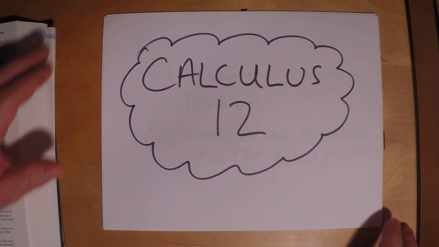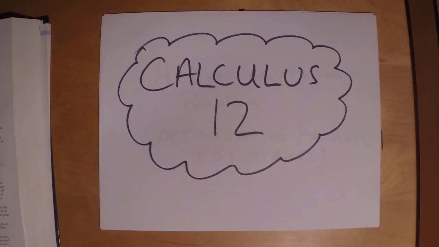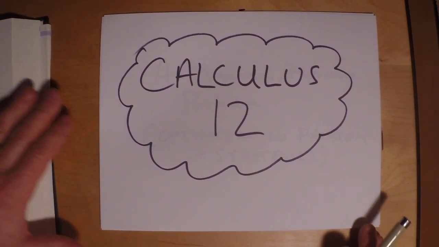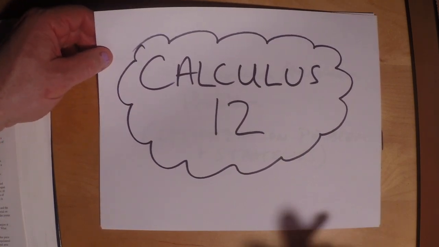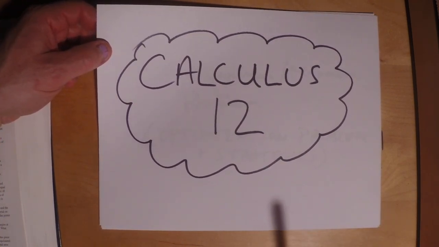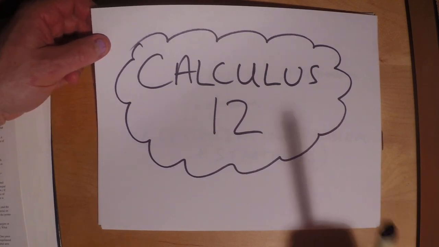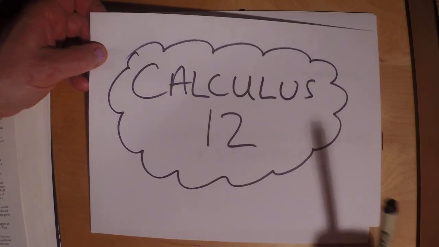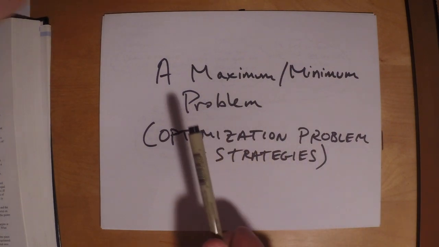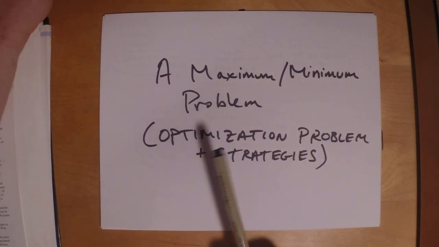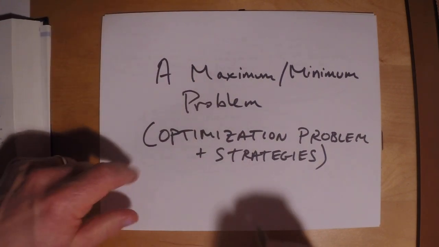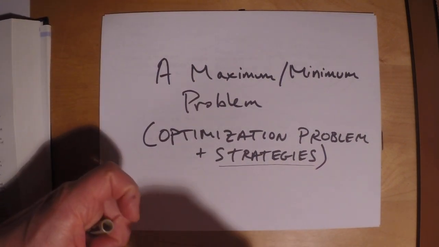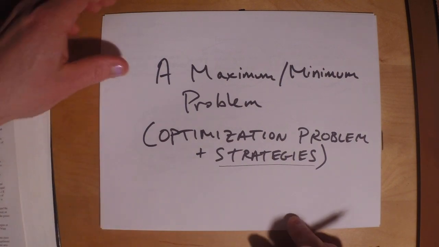All right, here we are doing Calculus 12. Okay, so I thought I'd start with just a recap of a max-min problem just to get you back up and running. So, a max-min problem, so optimization problem and strategies. I think that's the most important part. It's not so much about the problem itself, it's about the strategy of how to do a max-min problem.